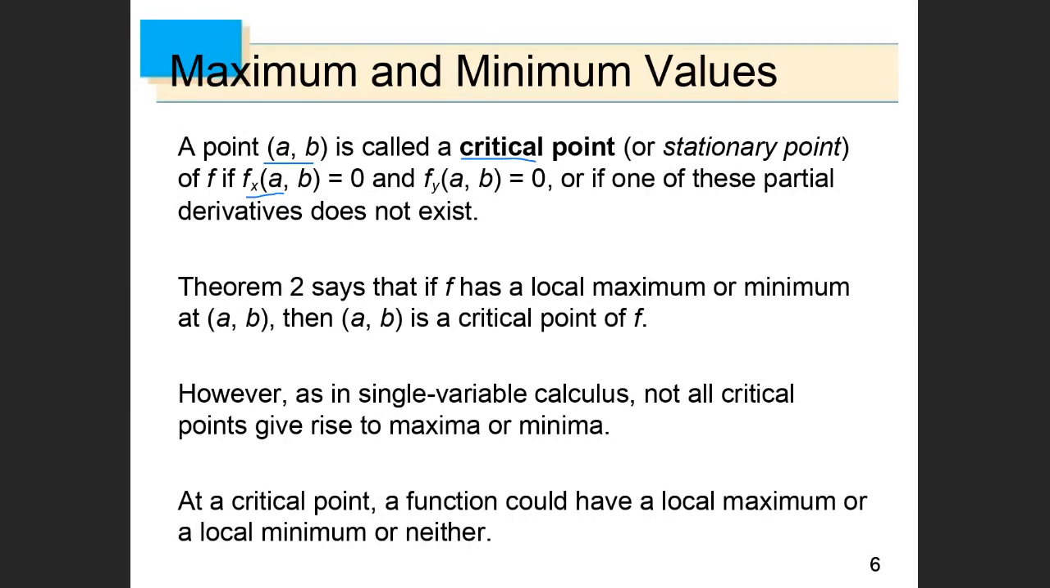So if we continue, that theorem in fact says that if f has a local maximum or minimum at (a, b), then (a, b) is a critical point of f. However, in single variable calculus, not all critical points give rise to maxima and minima. So the point we were talking about before the interaction, remember that generally we talk in calculus 1 about a critical point if the derivative is equal to 0 or the derivative does not exist.